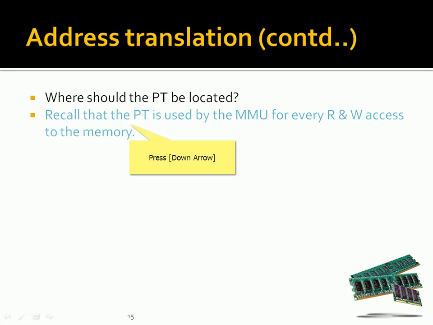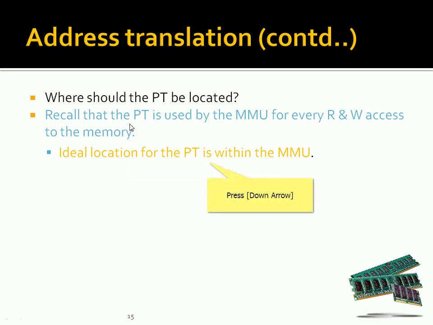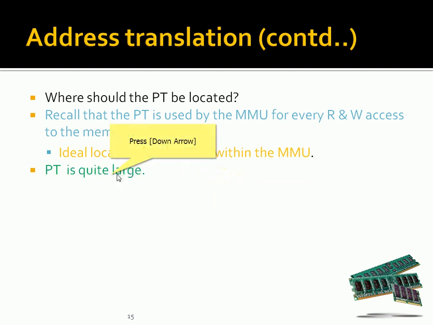Recall that the page table is used by the memory management unit, which is very close to the processor, for every read and write access to the memory. So that is the information there, right? The ideal location for the page table is within the memory management unit. The memory management unit provides a small space for the page table. Every job has a page table, and the page table is quite large.